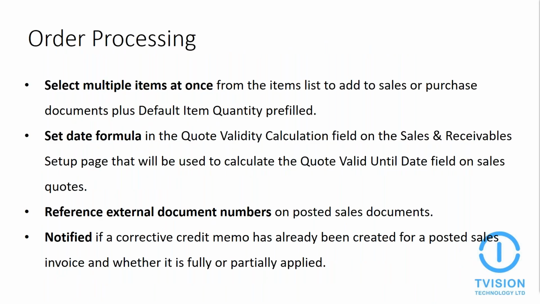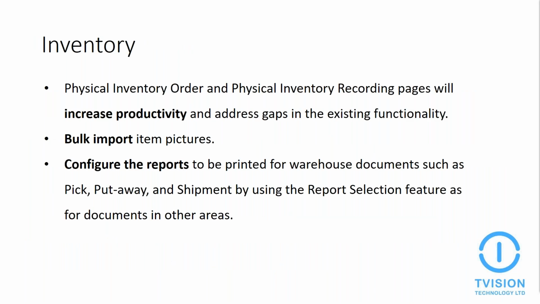Under order processing, you can select multiple items at once, set date formula, reference external document numbers, and notify if a corrective memo has been created. Under inventory, we talk about and can show you the increase in productivity, bulk item, and configuring reports.